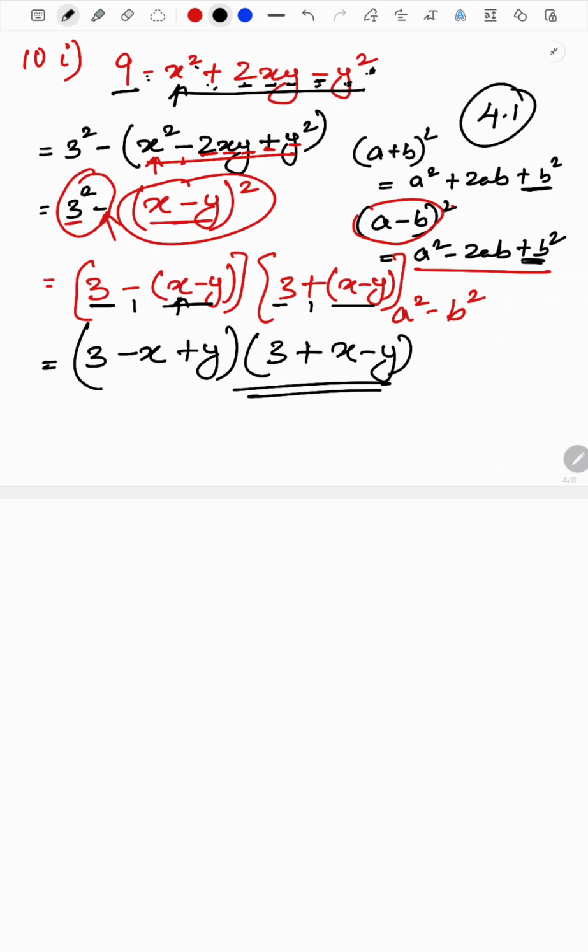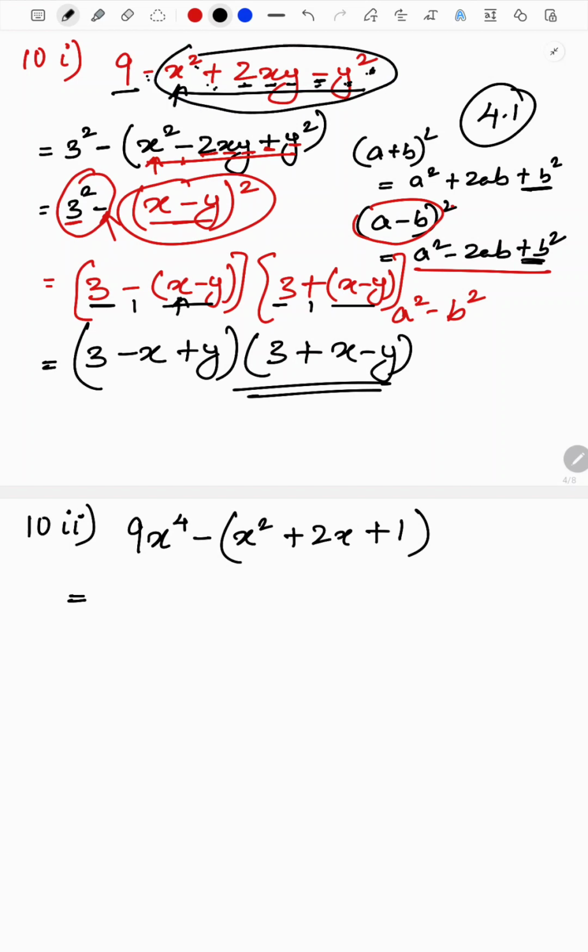Alright, so now let's go to the last question for today, question number 10.2. 10.2 looks like this: 9x to the power 4 minus x square plus 2x plus 1 within bracket. This is also very much similar to the previous one, only this part is similar to this part.